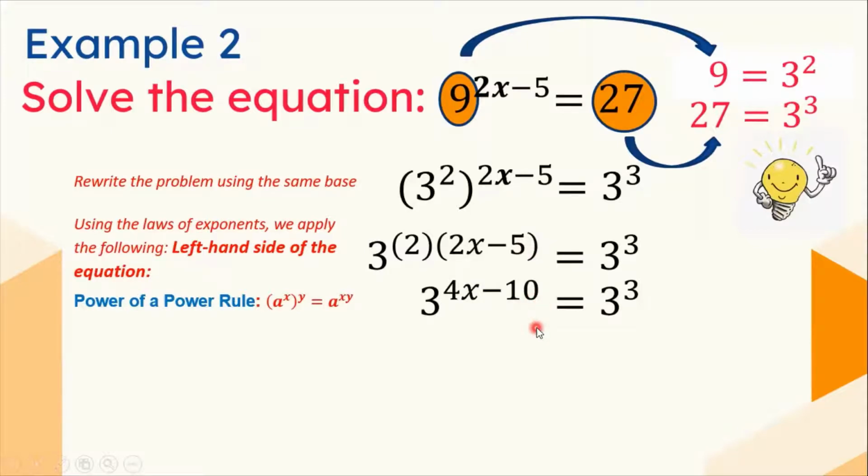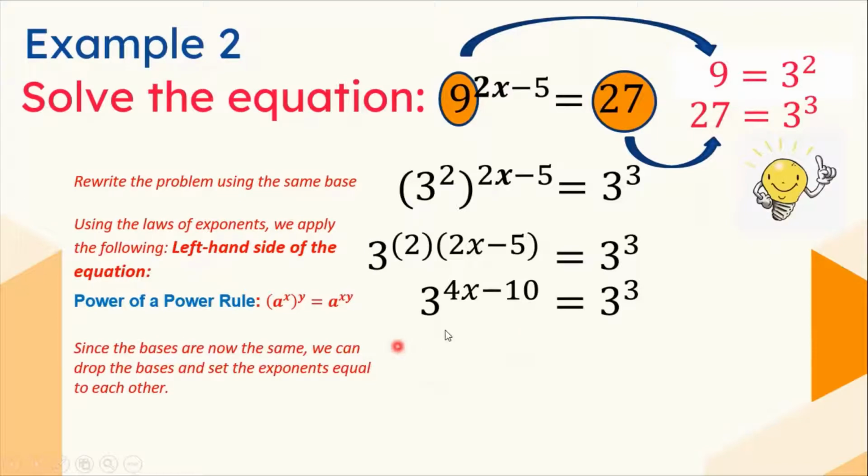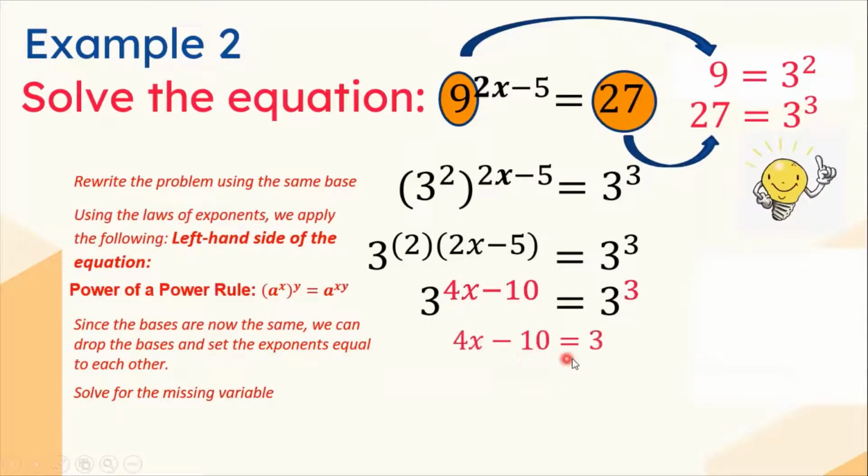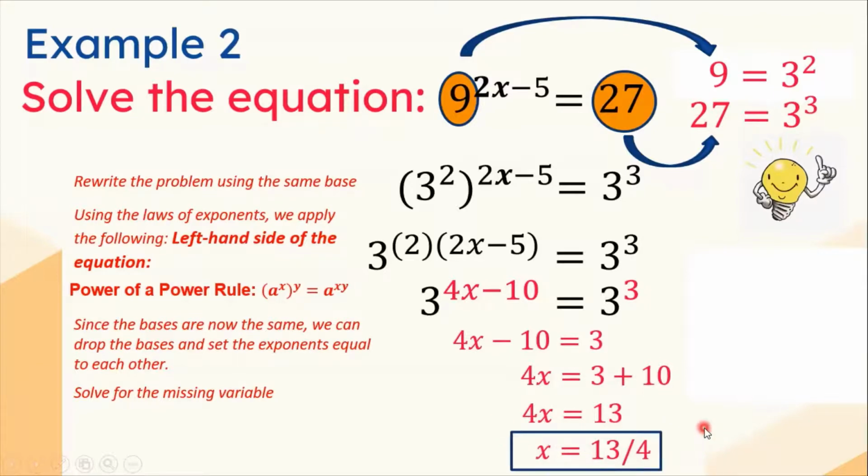Okay, next, since the bases are now the same, which is positive 3, we can drop the bases and set the exponents equal to each other. So we have now 4x minus 10 is equal to 3, and then 4x is equal to 3 plus 10, and then 4x is equal to 13. To isolate the value of x, divide both sides by positive 4, and our x now is equal to 13 over 4.